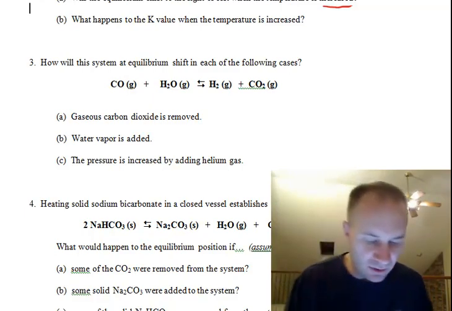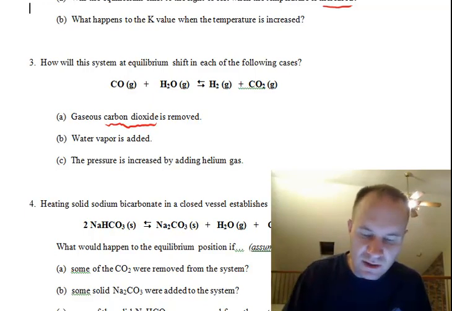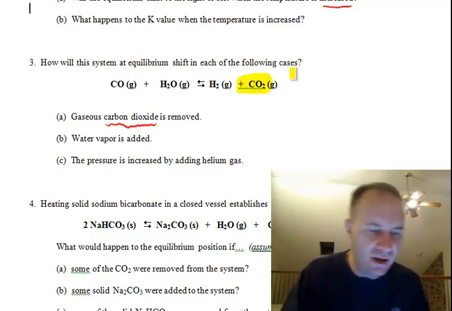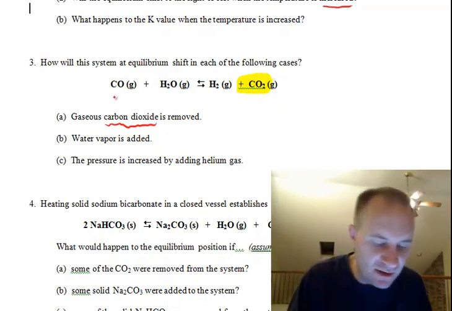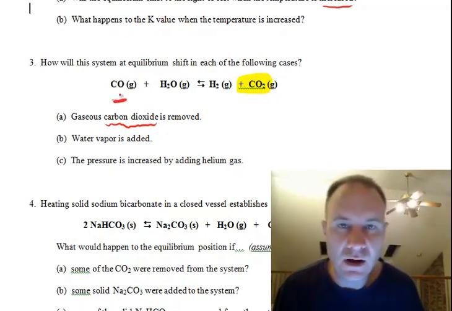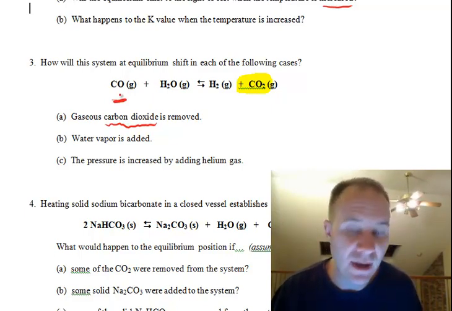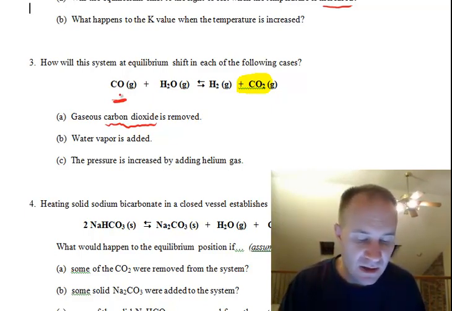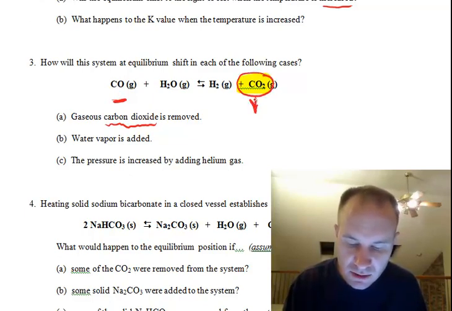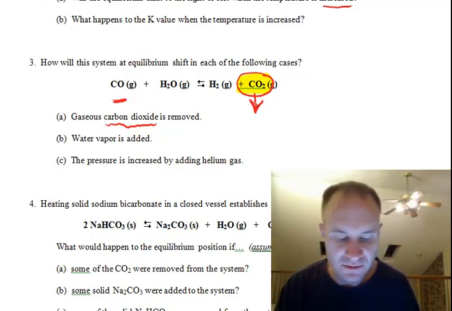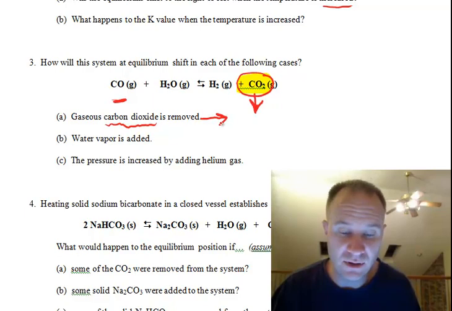Problem number 3, what we're looking at, gaseous carbon dioxide. The most important thing, or what students have struggled with in the past, has been what is carbon dioxide? That's carbon dioxide. Over here, that's carbon monoxide because it only has the one oxygen. So carbon dioxide is CO2. If we remove that, okay, then that molarity goes down. The system is going to shift to the right to try to replace that.